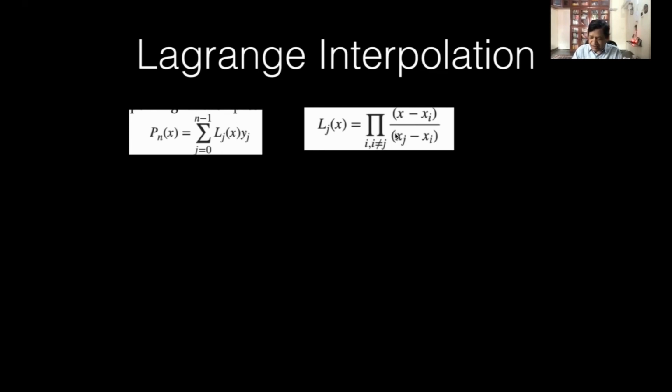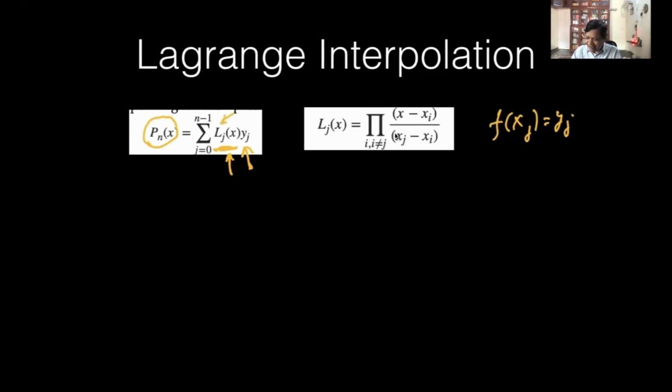So Pn(x) is the approximate function, please remember. With n data points, it's a polynomial. So we have the Lagrange polynomial Lj multiplied by the data value at the xj point. So yj is basically f(xj). Okay. Now what is Lj? I mean, this is straightforward, except what is Lj.